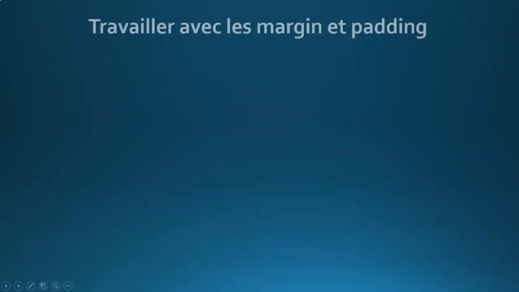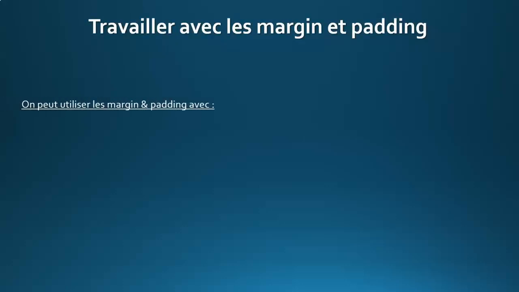Then, how to work with the margin and the padding. You can use them with one value for all the borders. That is to say, for example, if you put a margin at 20 pixels, it will be applied to all the borders, whether they are on the top, the right, the bottom, or the left. There will be 20 pixels of margin.